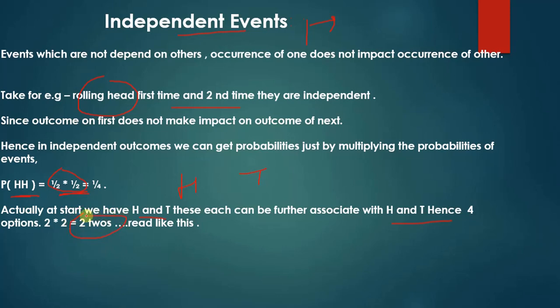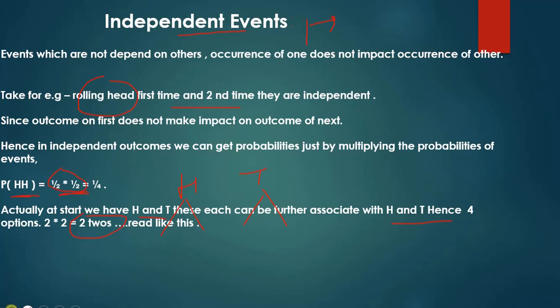We can also read it like this. First I have two options, head and tail. Now each can be further associated with two outcomes, meaning head can be associated with head and tail, and tail can be associated with head and tail. So finally I have four outcomes: head-head, head-tail, tail-head, tail-tail. And I want two heads, so there is only one where both heads occur in a row. So 1 by 4. So you can think like this about why the multiplication rule is working. You can also do it by addition, but it will be a time-consuming process.